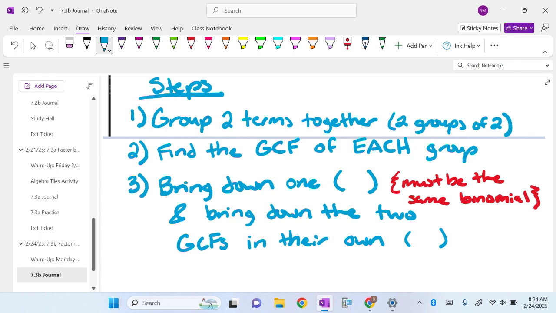All right. If those steps don't make sense to you, don't worry. You'll see it in an example. So guys, heads off that desk. Come on.